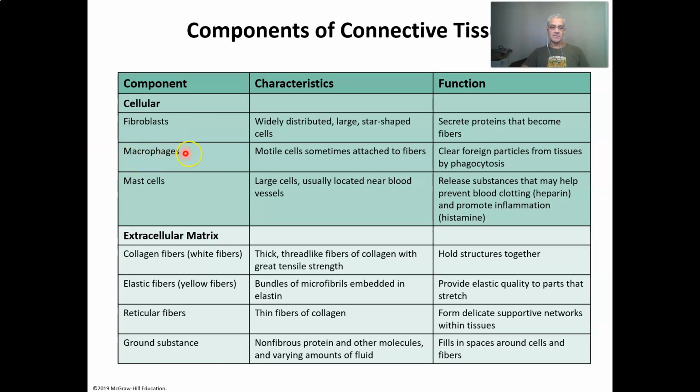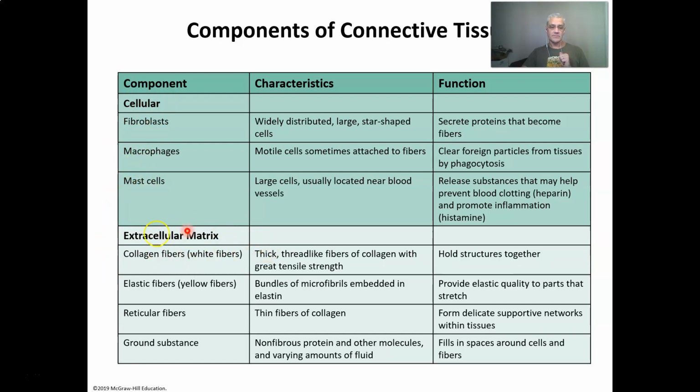Macrophages are blood cells that will devour foreign particles, to clear foreign particles from tissues by phagocytosis. Phagocytosis: phago means to eat, cytosis is to engulf, and so they eat foreign particles. Mast cells release heparin and histamine. They're usually used for inflammatory response. We'll talk about that a little bit more. So those are the cells that are part of the connective tissue.